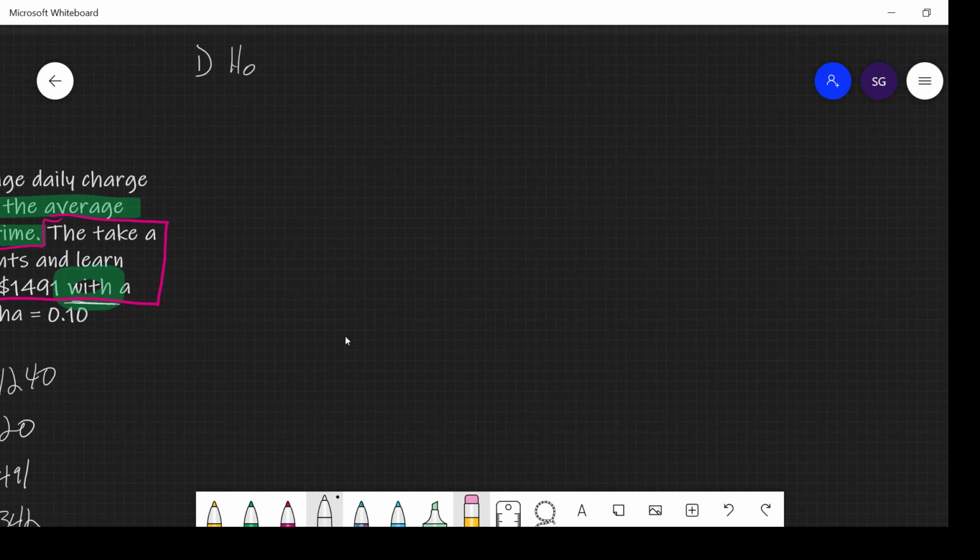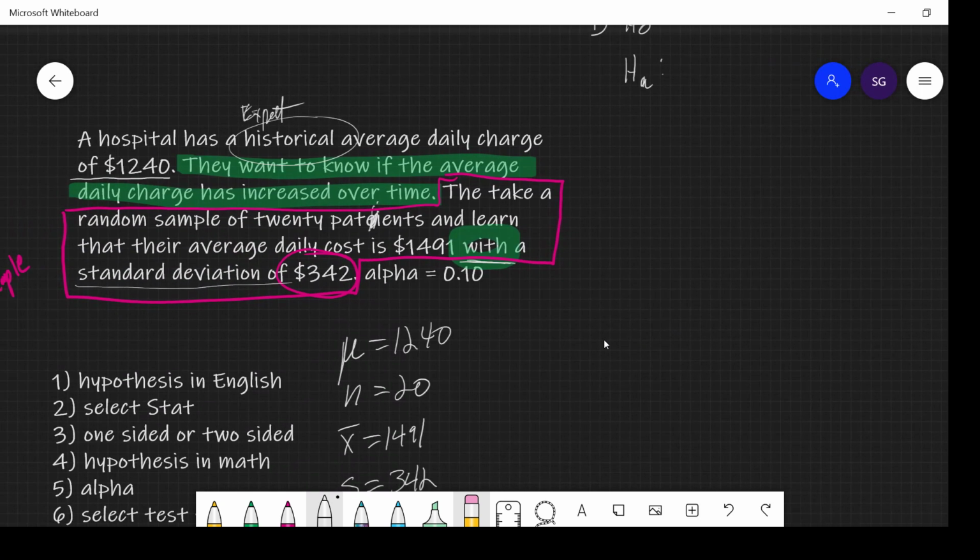So we never start with the null. We always start with the alternative. This can be an A if you want it to be. It doesn't matter to me. And what is our hypothesis? Well, this line here in green says they want to know if the average daily charge has increased over time.